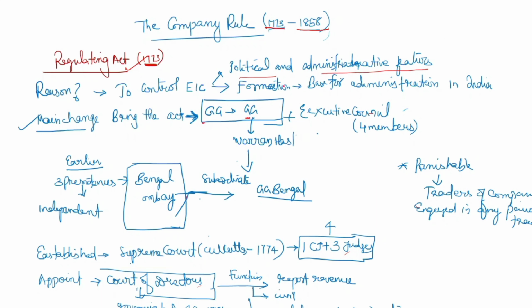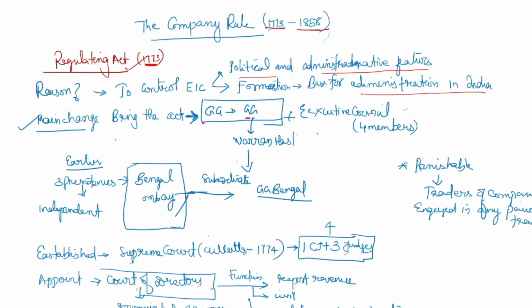Why? Because when the British came to India, they established the English East India Company and they completely exploited the Indian revenue and completely degraded the Indian administrative structure. So the British decided to regulate or control the company's political and administrative affairs. For controlling the company, they implemented the first company rule, the Regulating Act 1773, and this act also formed the base for the administration in India.